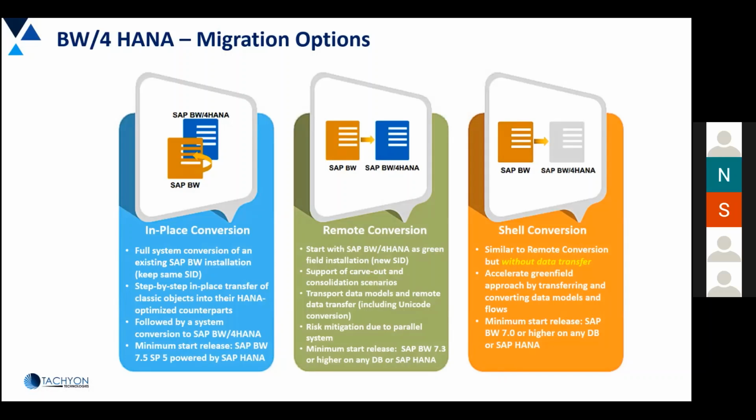So if you look at in-place conversion, it converts the existing BW system into BW4HANA by maintaining the same SID. So it is not a separate system. You are going to convert each and every system in your landscape, like development, quality, and production, into BW4HANA. So there is no parallel system. Conversion can take place while the BW system is in use. SAP has given a set of tools to make this transition smooth and seamless.